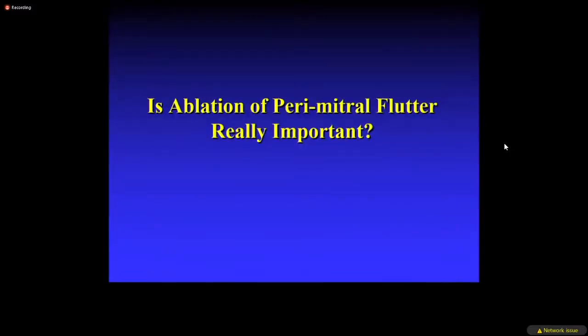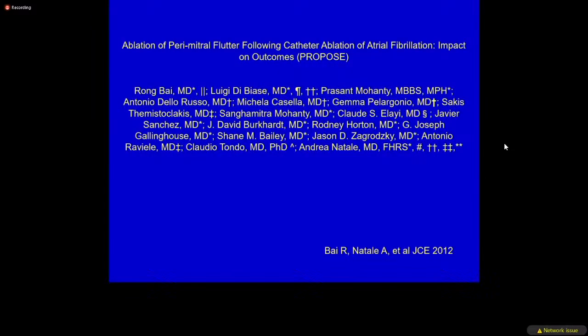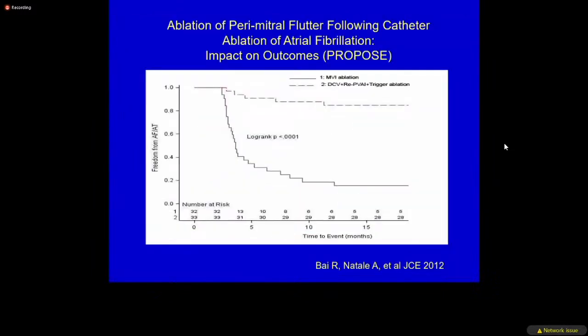We actually looked at this issue of perimitral flutter. This is a randomized study of patients with persistent AF who came back with flutter, with recurrence. On the table, if the flutter was perimitral, they were randomized to perimitral flutter ablation only versus also targeting non-PV triggers. And this is the difference. If you do just the perimitral flutter, look at the recurrence rate. So if you want to do it, fine, but don't stop there. That's really the message.